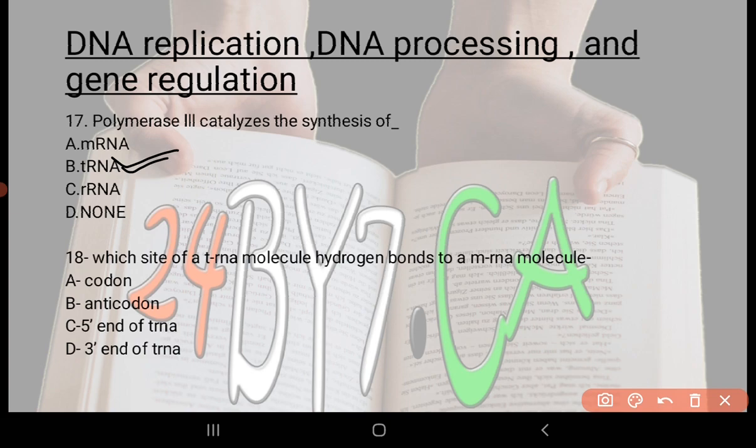Next question. Which site of a tRNA molecule hydrogen bonds to a mRNA molecule? Option A. codon, option B. anticodon, option C. 5' end of tRNA, or option D. 3' end of tRNA.